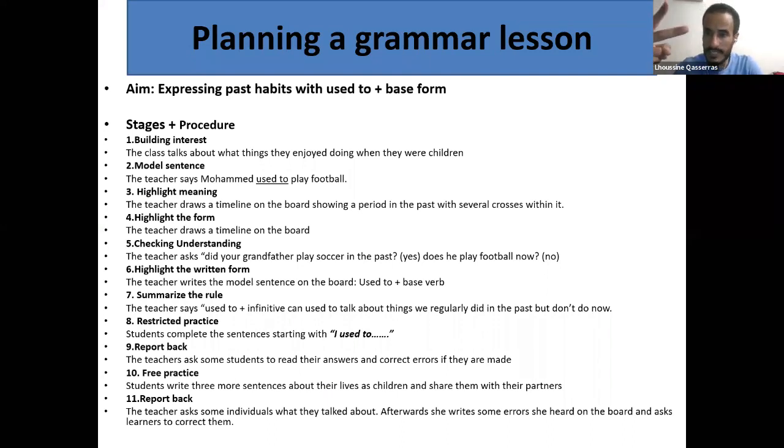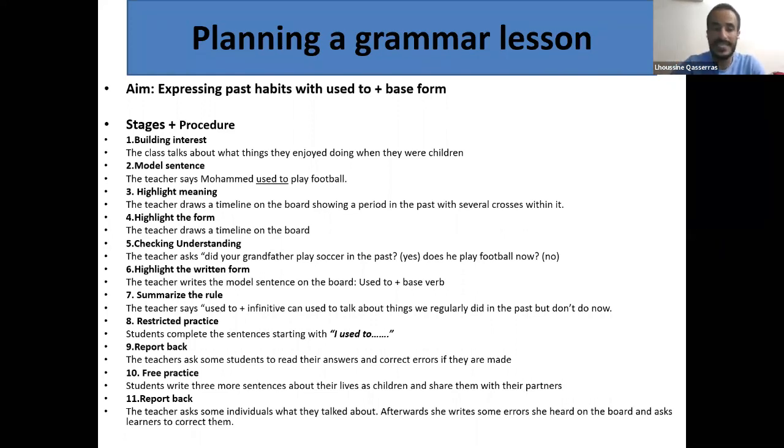Two types of practice. Remember, restricted. The student has no freedom to express his own or her own language. So students complete the sentence starting with "I used to." Start with "I used to watch cartoons, but now I don't, or anymore, or no longer." Okay. Then you report. Yes, Jalal, can you read your sentence? In the past, I used to play soccer, but now? Yes, I don't. Very good. Muna, Leila, okay. So this is report back.